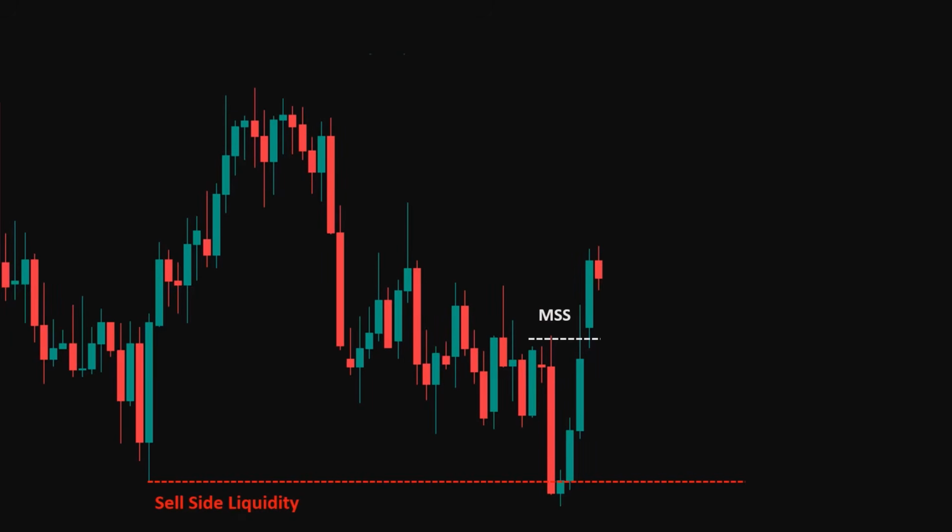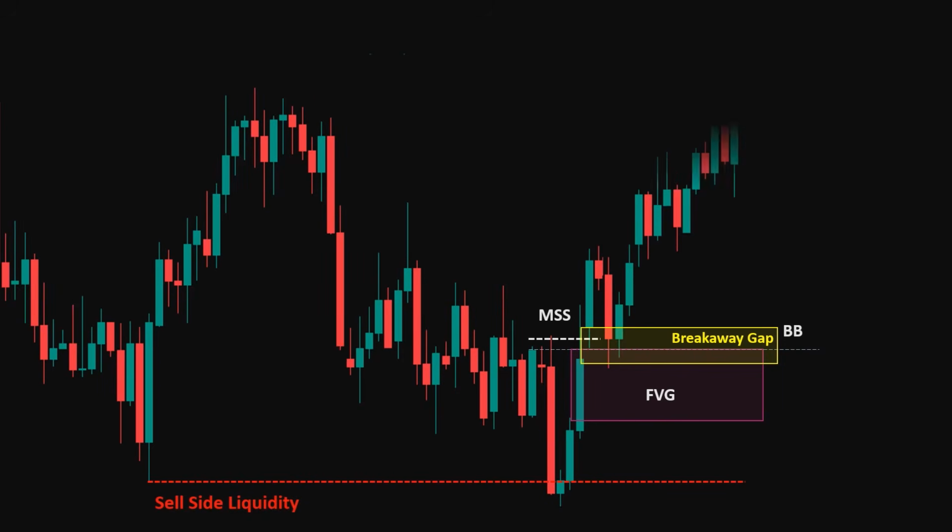Now that we have MSS, we look for a setup. We have a fair value gap and a breakaway gap. There's also a breaker block. As price returns to the FVG and breaker block zone, it respects that level and then displaces higher again. From there, price continues upward, completing the move.